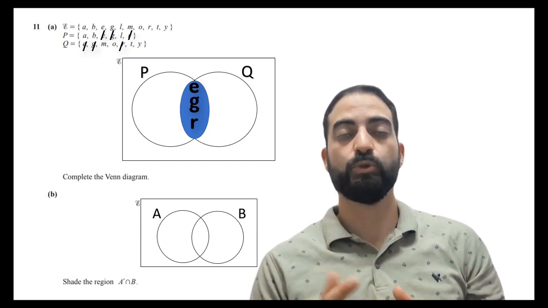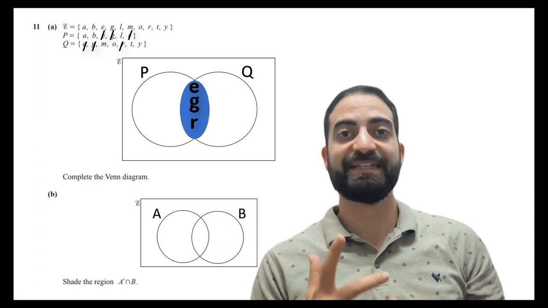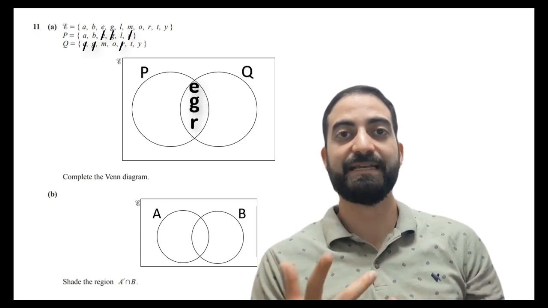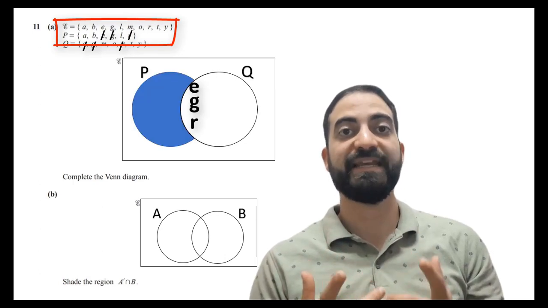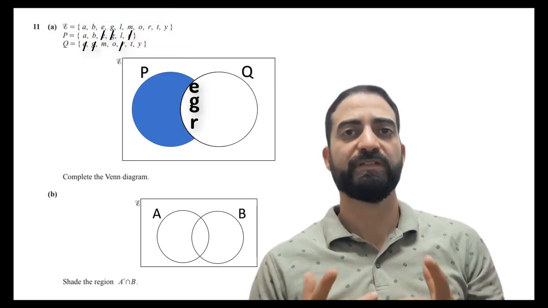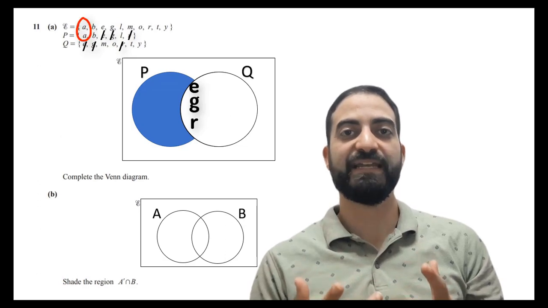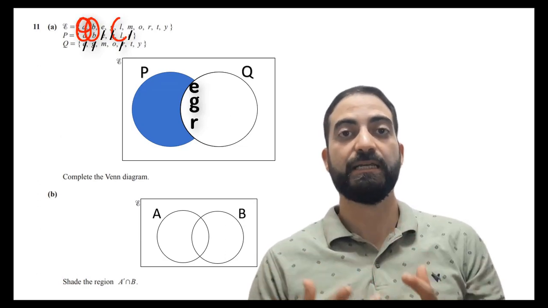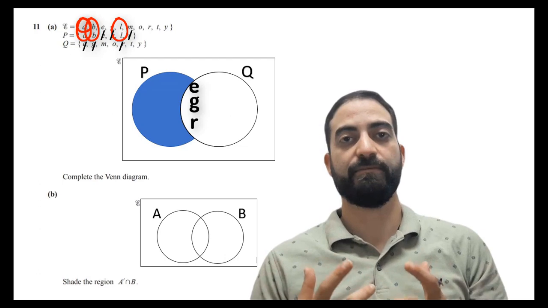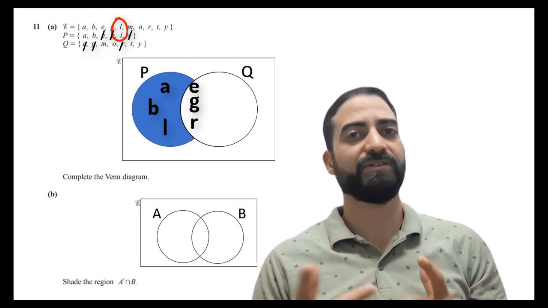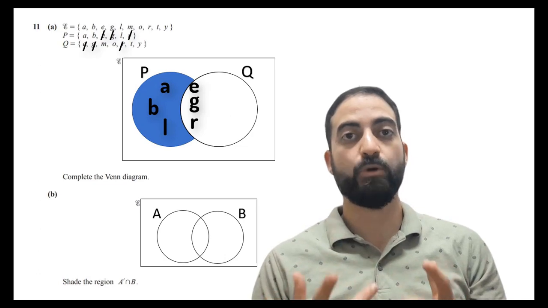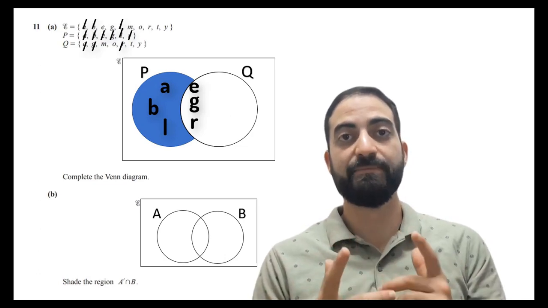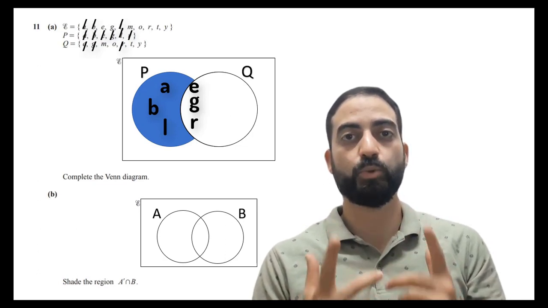Now we will continue with the things in the intersection between the big set and set P. They must be placed here. We notice that we have A, B, and L. So we put them here. We do not forget that when we put something in a Venn diagram, we cross it out from the sets so as not to write it twice.